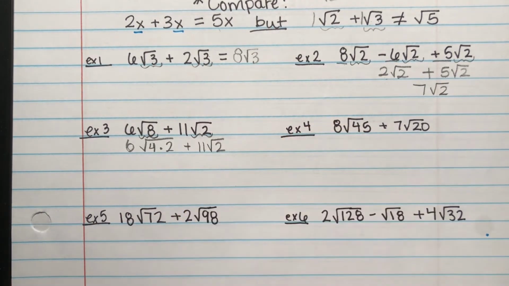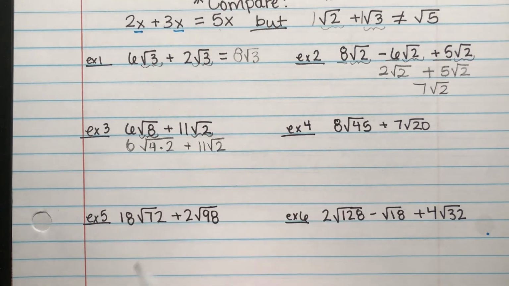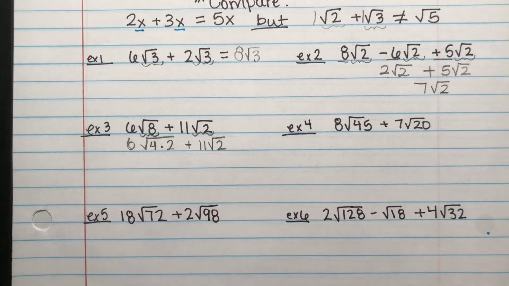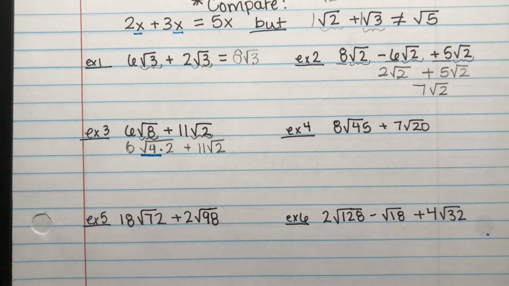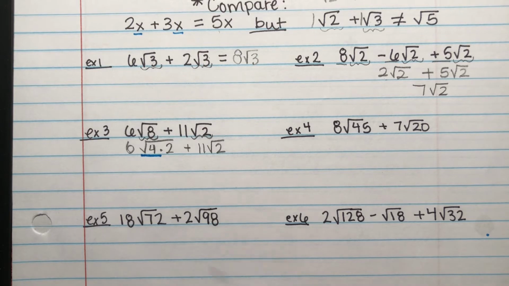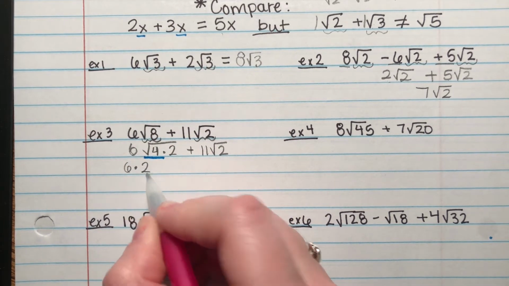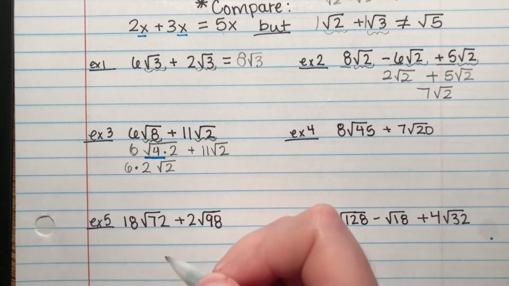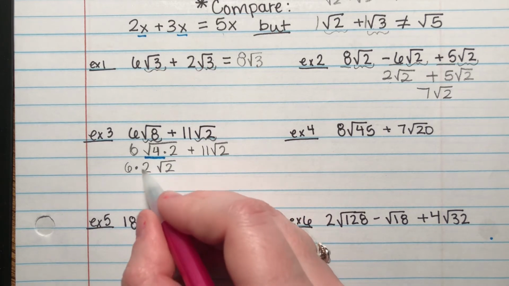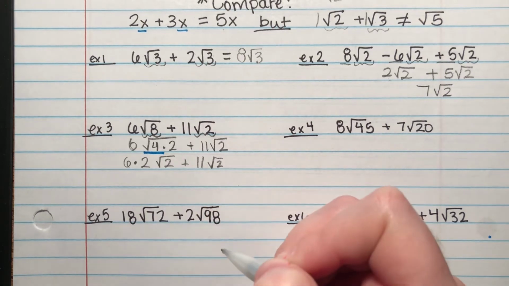Then I still just have plus 11 square root of 2 because I can't simplify that anymore. So now, when I simplify this, I'm going to take the square root of 4 here because I know what the square root of 4 is. It's 2. So I'm going to take that out. So I'm left with 6 times 2 square root of 2, because when I take that out, it's just left out here on the outside, right? Plus 11 square root of 2.